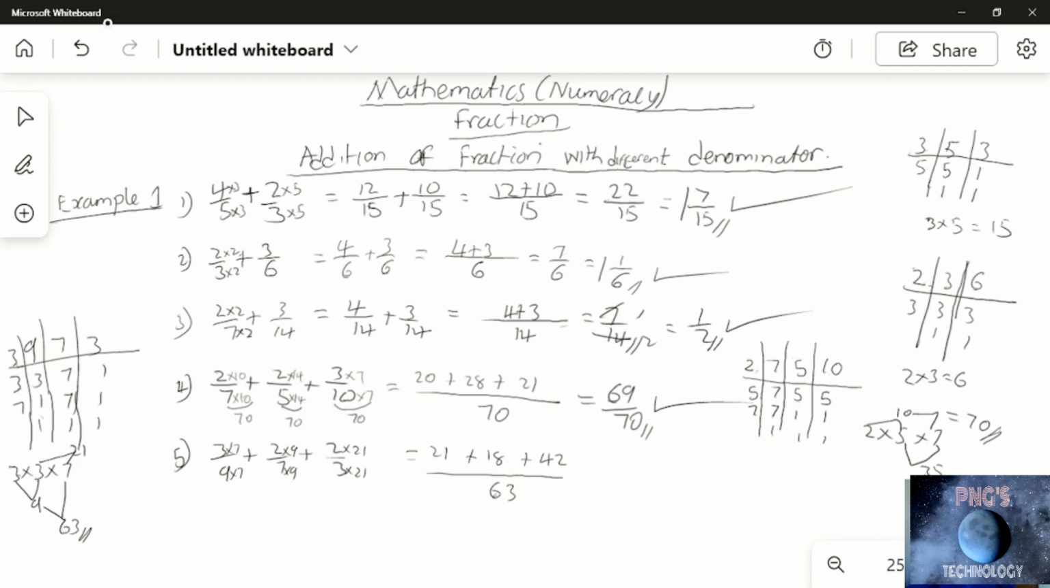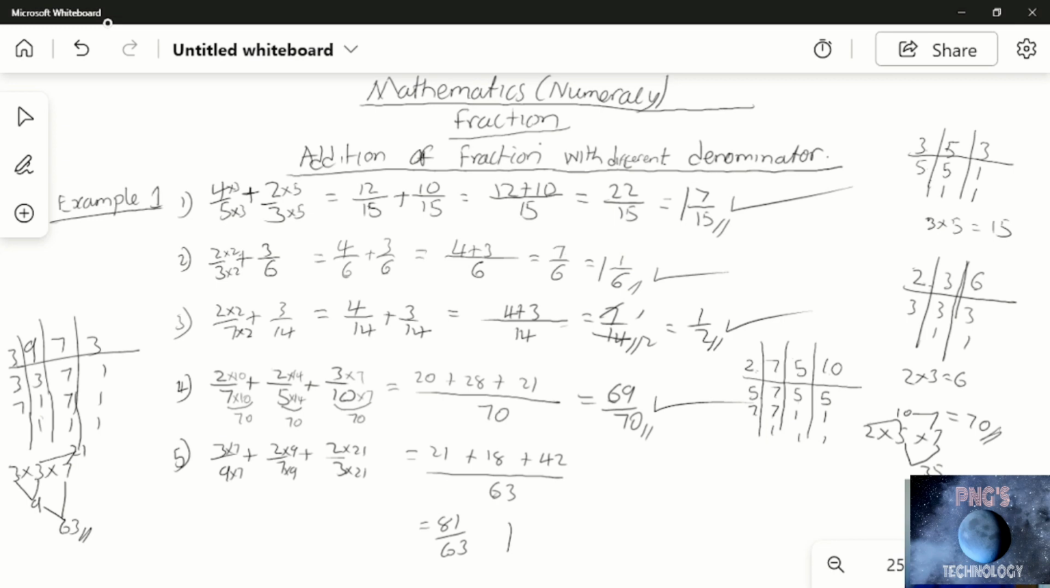So 20 plus 40 is 60. This 2 plus this 8 is 10, making 50. 50 plus this 10, making 60. 60 plus 20, 80. 80 plus 1, 81. So this is 81 over 63. So 63 can go in 81 one time.